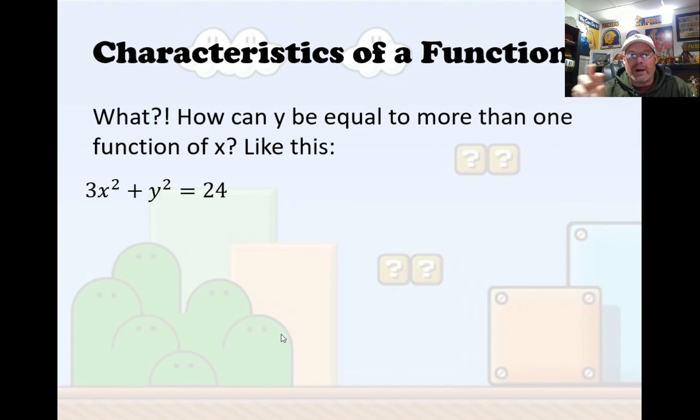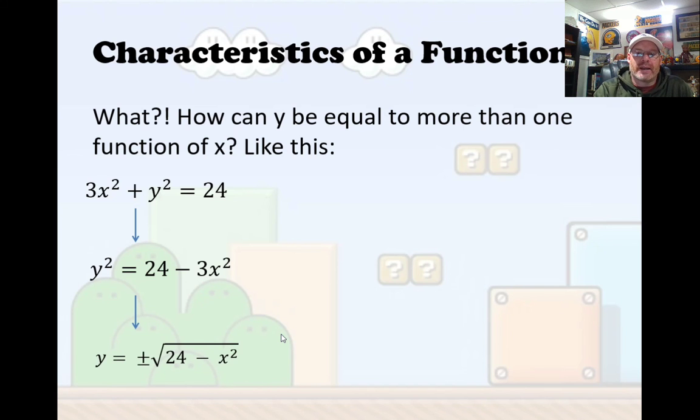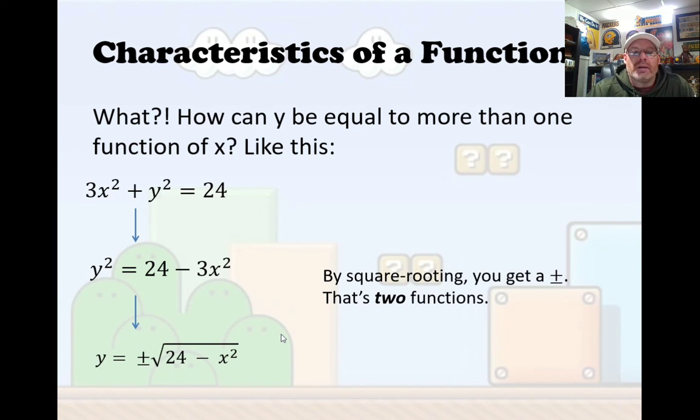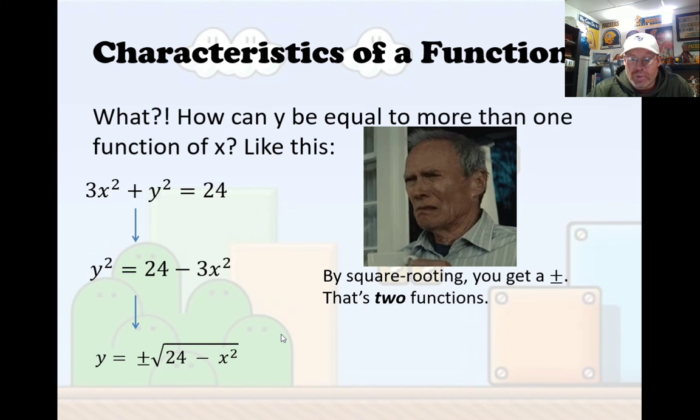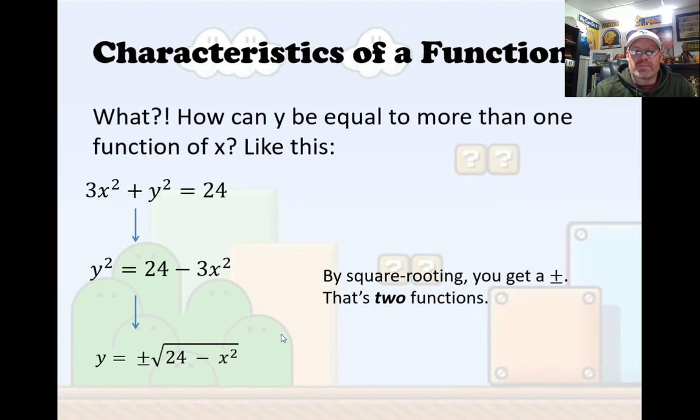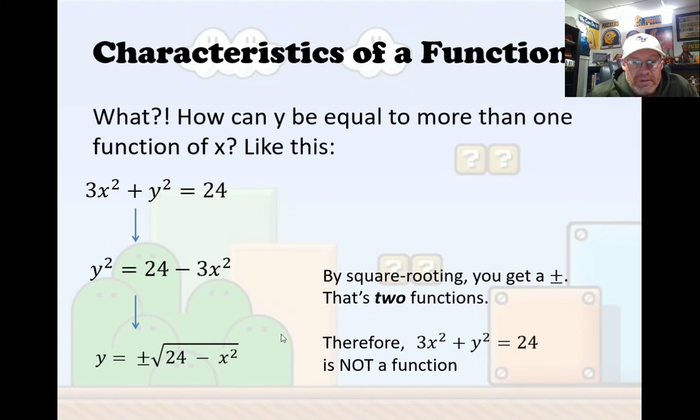But if we take it and solve it for y equals, first we're going to get the 3x squared over. And then how do we get rid of the y squared? We have to take the square root. But how many of you are forgetting that when you take a square root, you have to use plus or minus, right? The square root of 9 is not just 3, it's plus or minus 3. Well, that means that there's two functions. There's a positive square root of 24 minus x squared, and there's a negative square root of 24 minus x squared. Two different functions. Therefore, our original equation is not a function. So that's how you tell based on an equation.